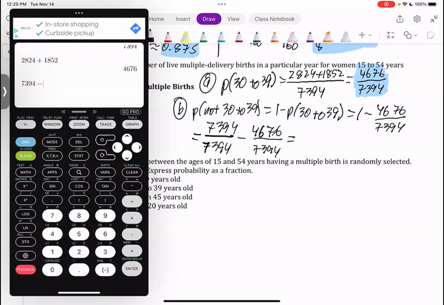7394 minus 4694. Oops, that's not right. 4676. 7394 minus 4676 gives me 2718 out of 7394. Once again, this does reduce, but I'm going to leave it in unreduced form for now.